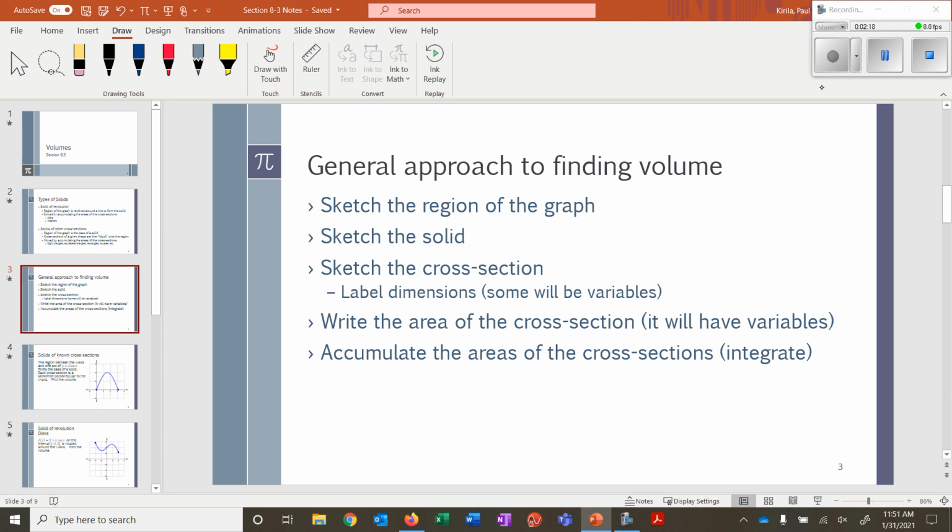Because the next part is sketch what your cross-section looks like. And then label the dimensions of the cross-section. And you will have variables here because your cross-sections are going to be different sizes depending on where you cut the solid. And then write the area of the cross-section. That will also have variables in it because you're going to be basing it off of your sketch of the cross-section. The area of one cross-section, though, isn't what you want. You want to accumulate all of those cross-sections, and that's where integrating comes in. So in the next series of videos, we'll start exploring this process.